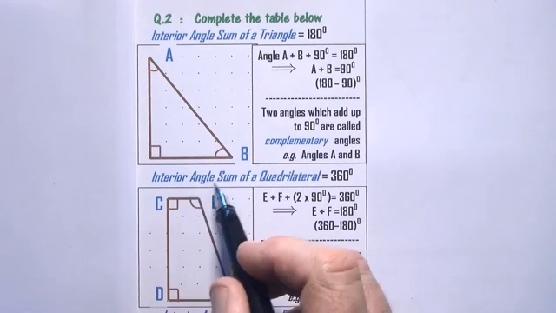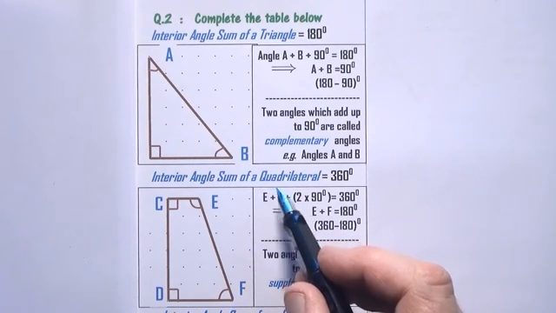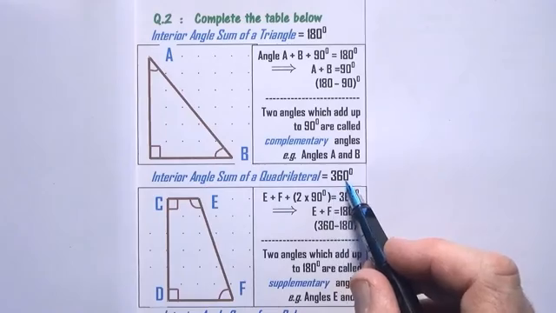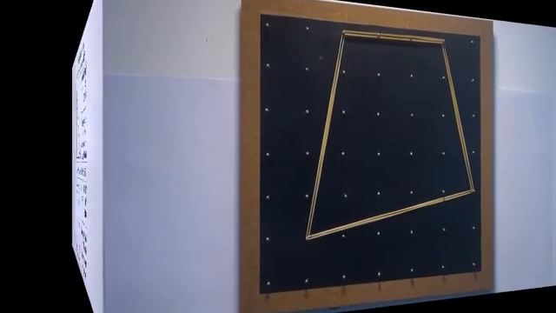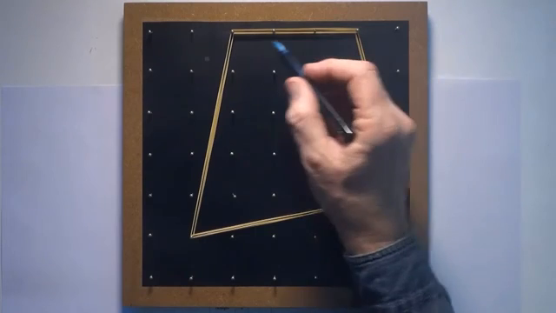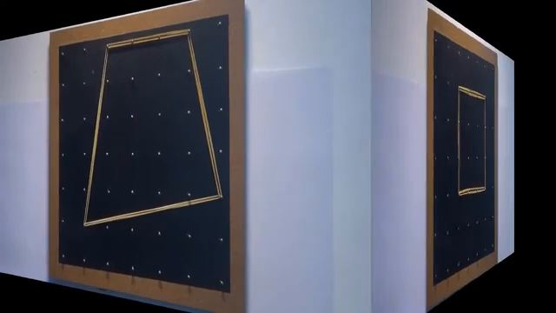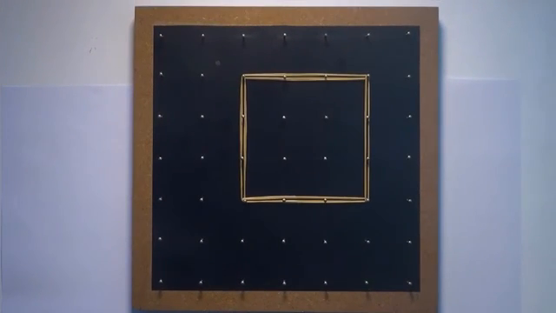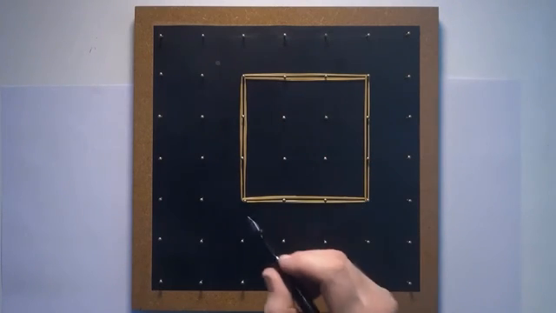Now we can look at the interior angle sum of a quadrilateral. Quadrilateral means four-sided polygon, and its interior angle sum is 360 degrees. So in this quadrilateral, this angle plus this angle plus this angle plus this angle equals 360 degrees. This is a special quadrilateral. It's a square. Its four angles are 90 degrees, 90 degrees, 90 degrees, and 90 degrees.